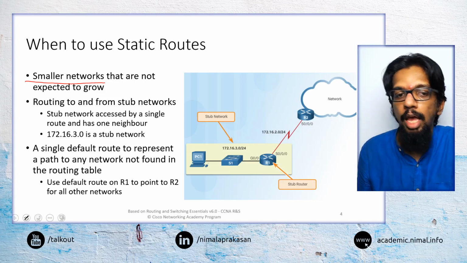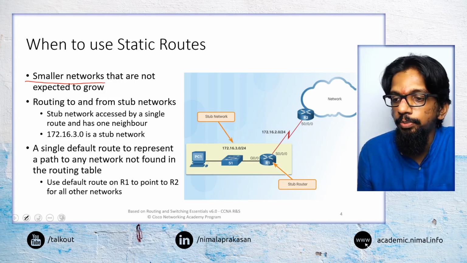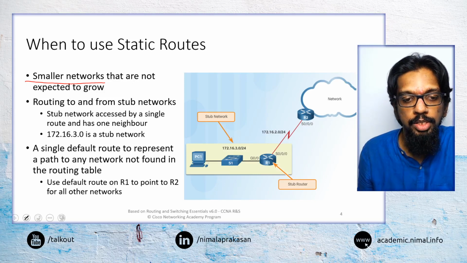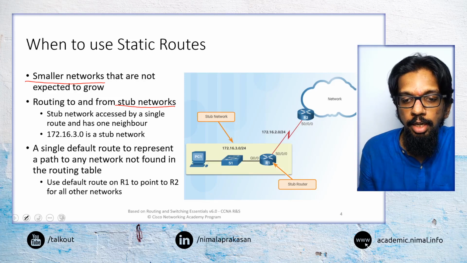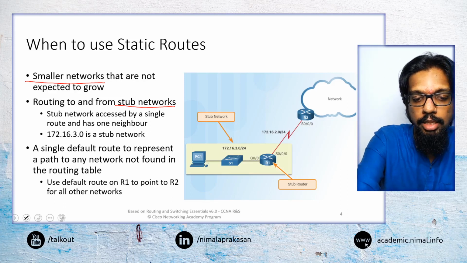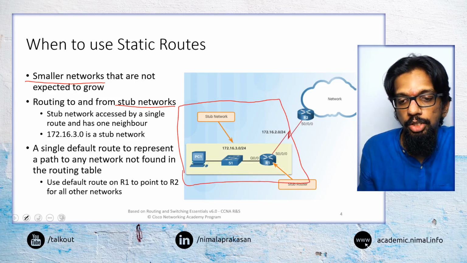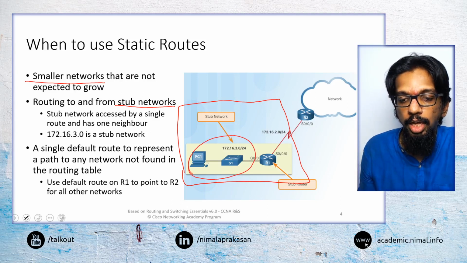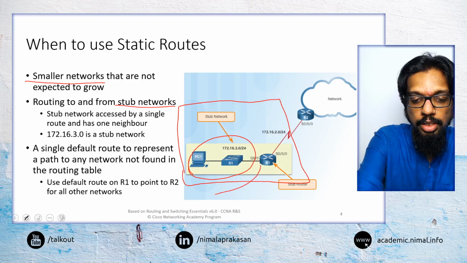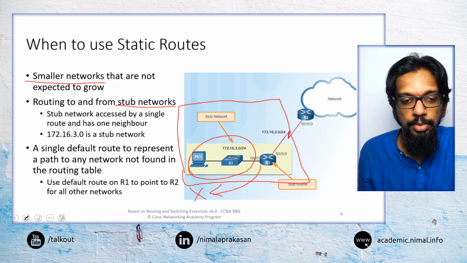Another use case for static routing is when we have what are called stub networks. Stub networks are basically networks that exist at the very end of a larger network. So this network, a stub network, is the last point to which the devices are attached. Beyond that, there are no further routers attached further down here. So that is what a stub network is.